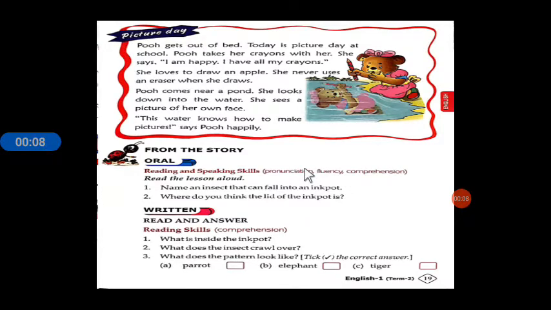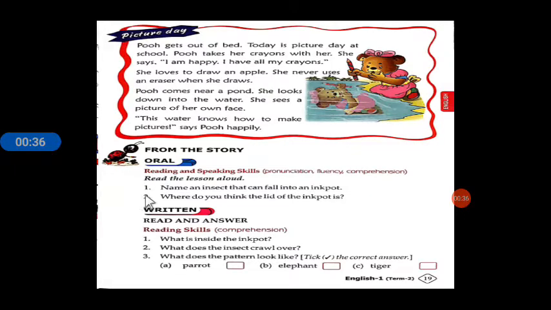Dear students, last week you learned the third lesson, An Ant and a Pattern. Today we will discuss the question answers and grammar part of this lesson. All of you open page number 19 and get ready with a pencil. Let us go to the first main, that is the oral questions.